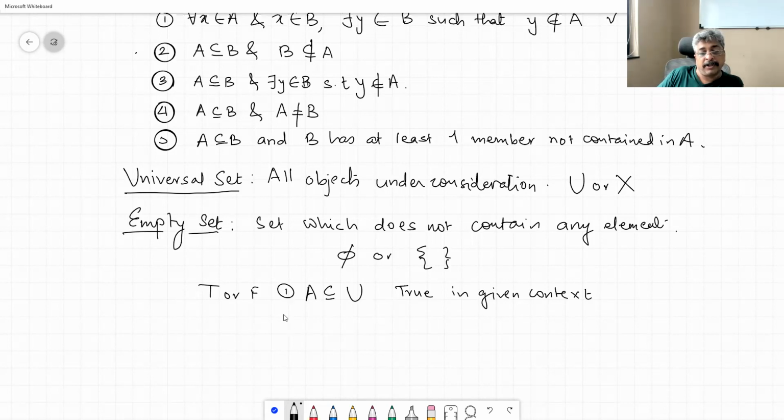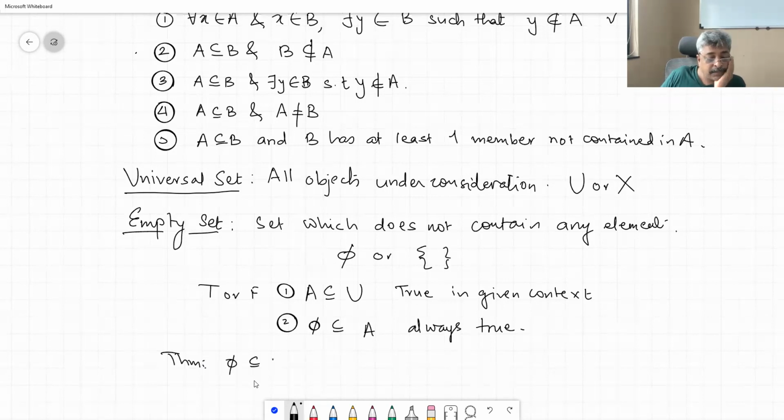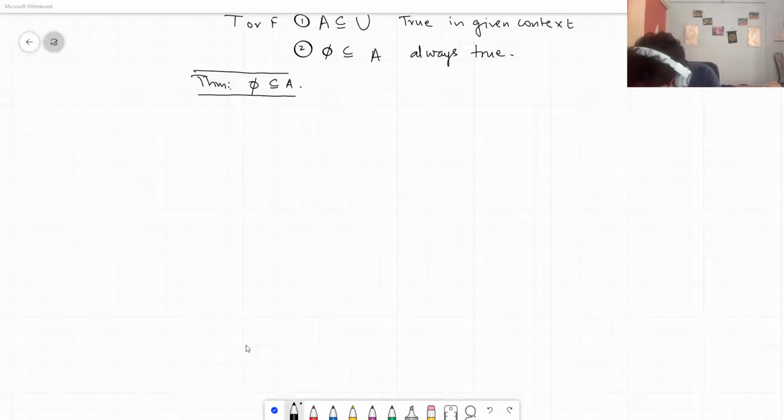True or false? Second question. Phi is a subset of any set A. Always true. Empty set is a subset of A. Always true. So, theorem: phi is a subset of A. Now you have to write a proof for this. Okay. Proof.